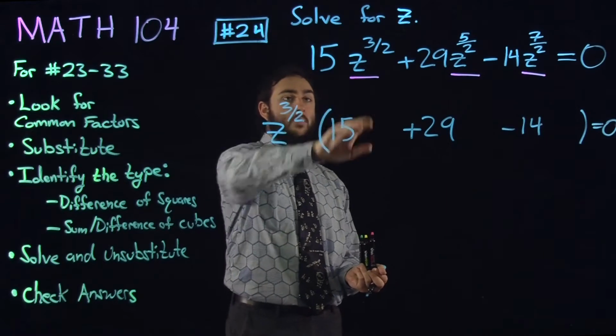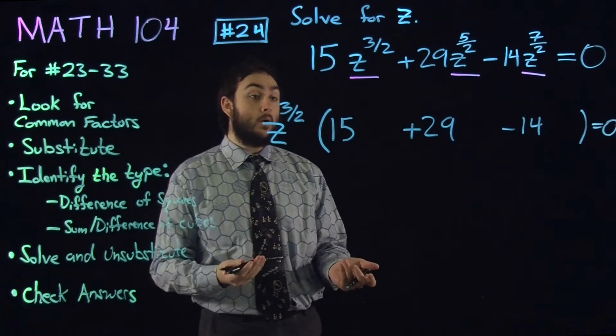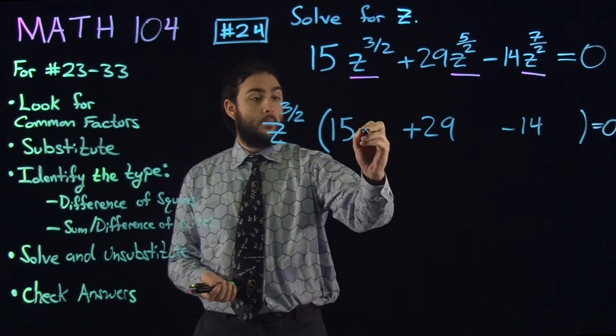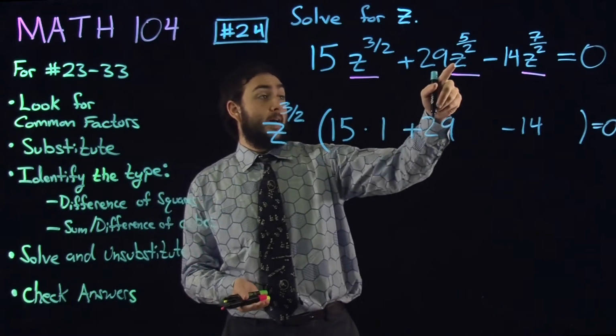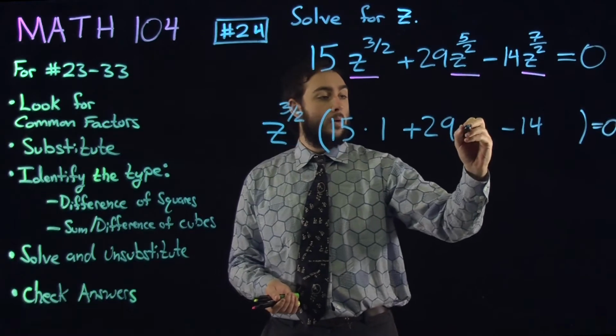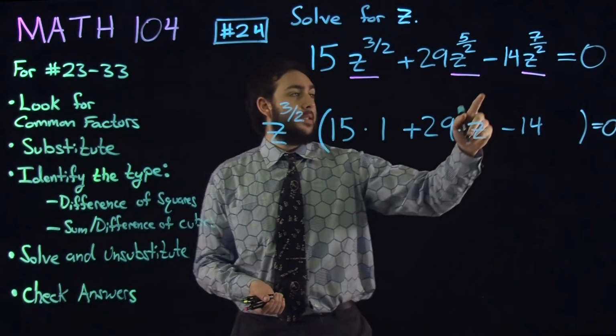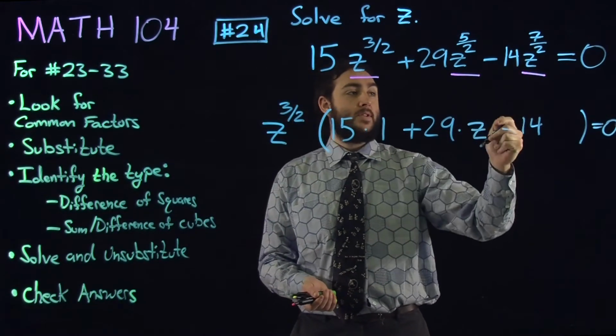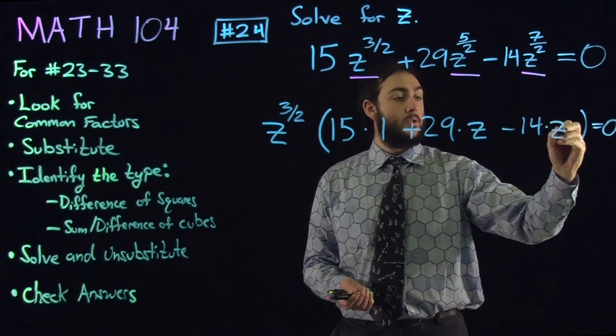So this term, z to the 3/2, becomes z to the 0, which is just 1. Z to the 5/2, subtracting 3/2 from 5/2 gives 1. And subtracting 3/2 from 7/2 gives 4/2, or 2. So z squared.